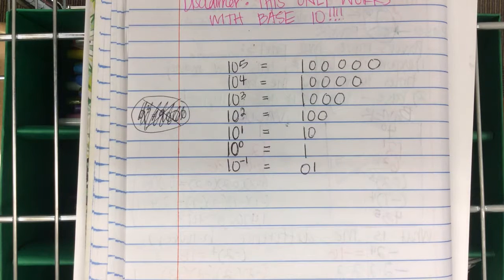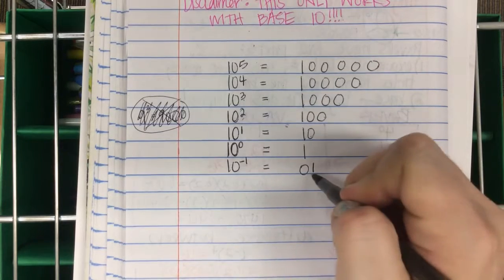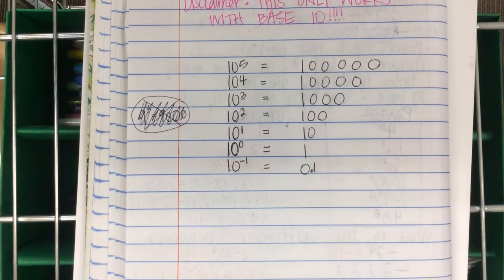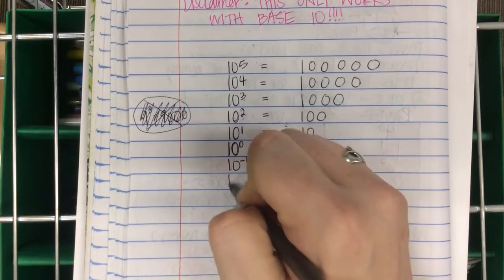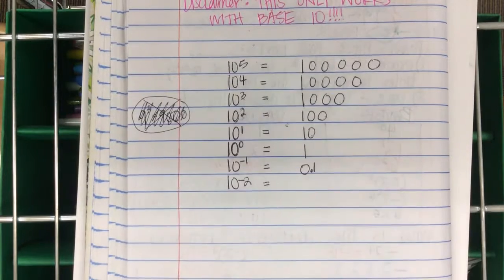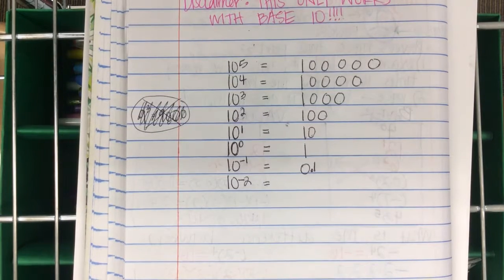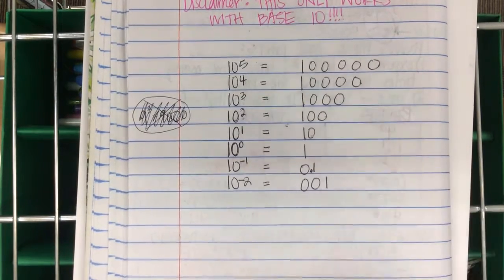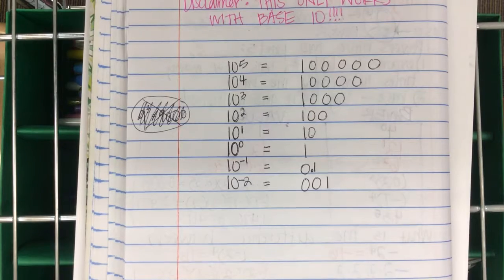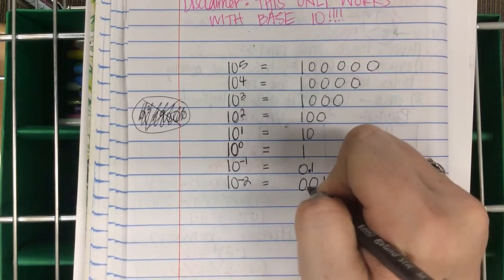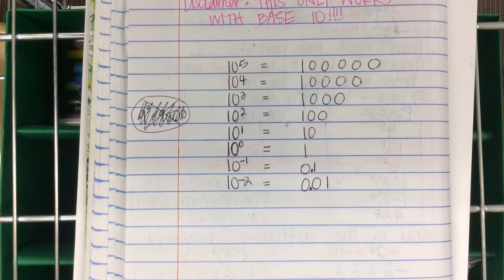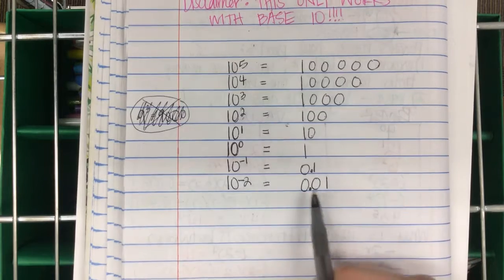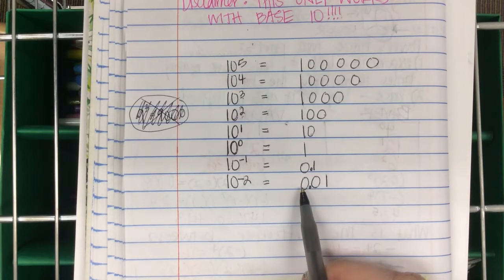Wait, so there's no decimal? Well, look, it's a decimal. It's point 1, 0. So 10 to the negative 2, it's an exponent of 2, so that means there are 2 zeros, but since it's a negative 2, it's going to go backwards. 0, 0, 1. Oh, wait, my decimal. 0.01. You always have to have something in front of the decimal.